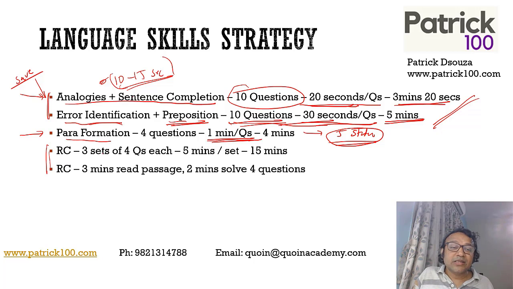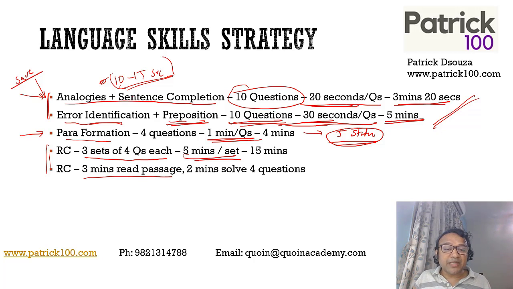Coming to RCs. The 3 sets of 4 questions each are given 5 minutes per set. Because it's a set of 4 questions, if you go wrong in understanding the passage, your whole set of 4 may go wrong. So it's important to spend a little time on these sets. So technically 3 minutes to read the passage. The passages are not too long. You can read the passage. Technically you should not read a complete passage properly.